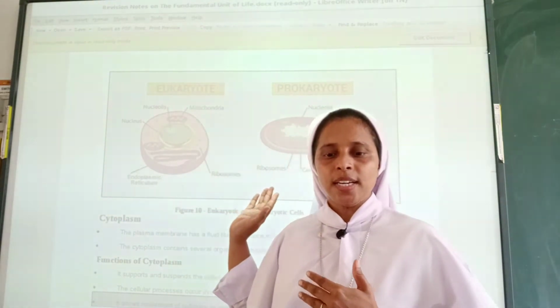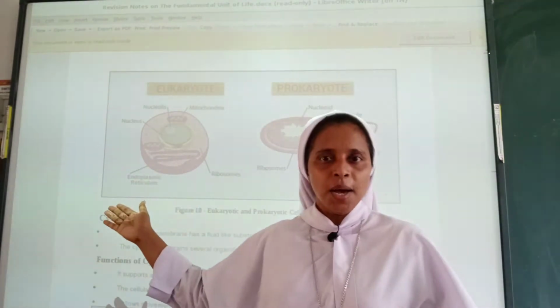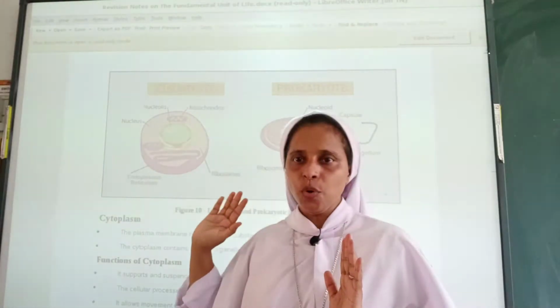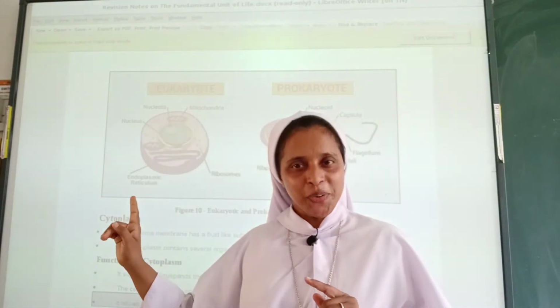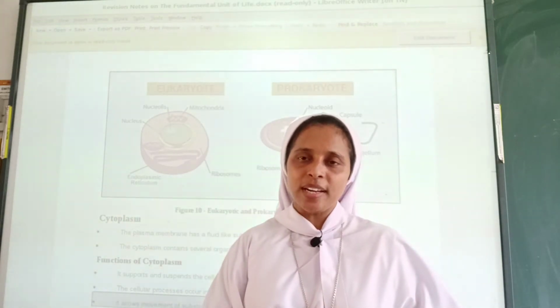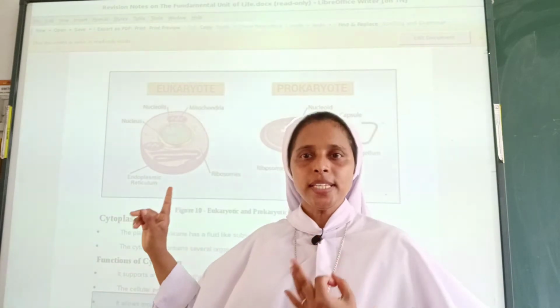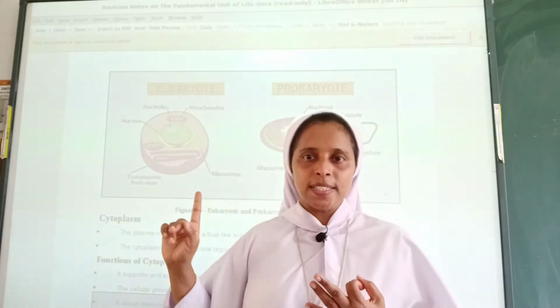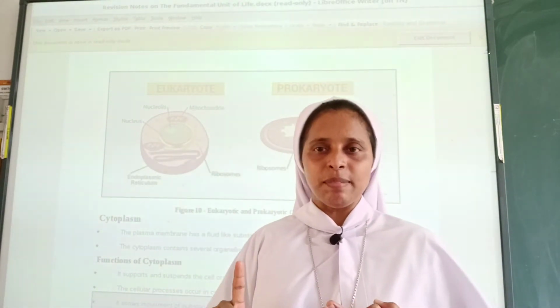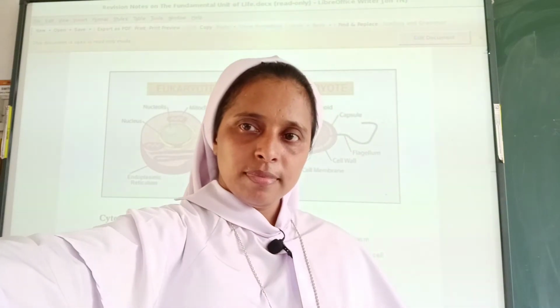Here they are generally unicellular, while they are multicellular. And here there are no membrane-bound cell organelles, while in eukaryotes there are membrane-bound cell organelles. And examples we have learnt: bacteria, cyanobacteria, blue-green algae. And in eukaryotes we have learnt the examples: fungi, plants and animals. Hope it is clear to you.